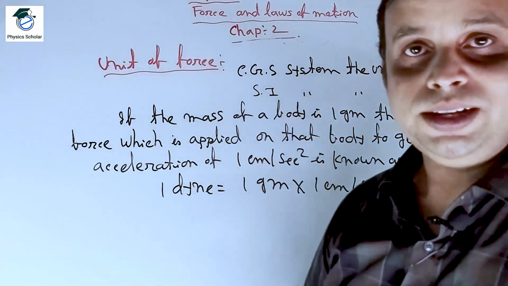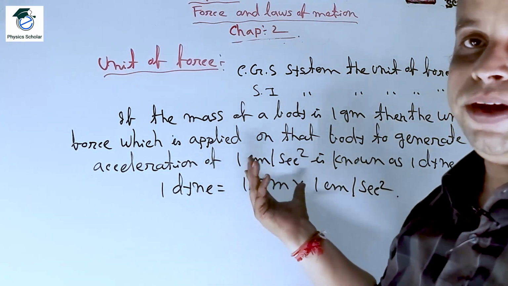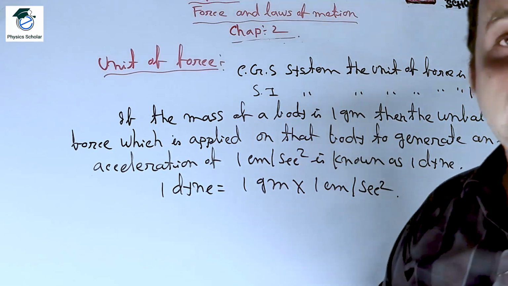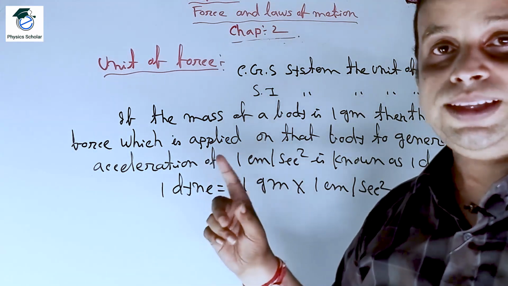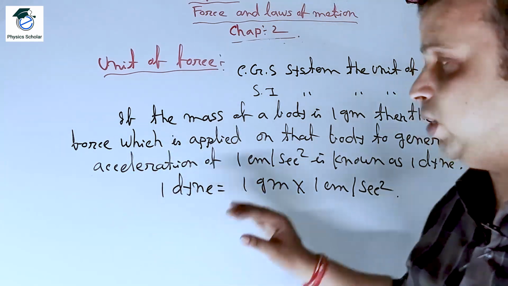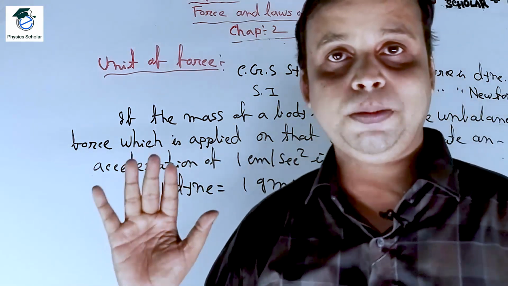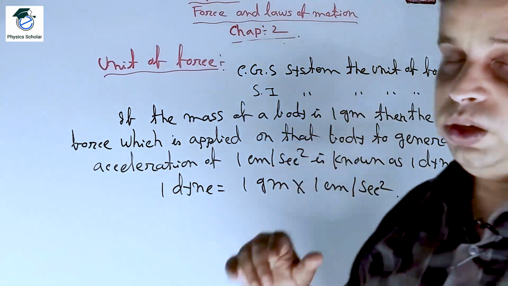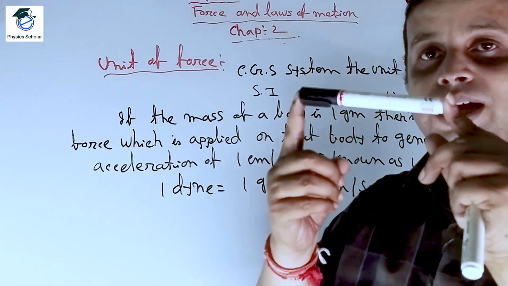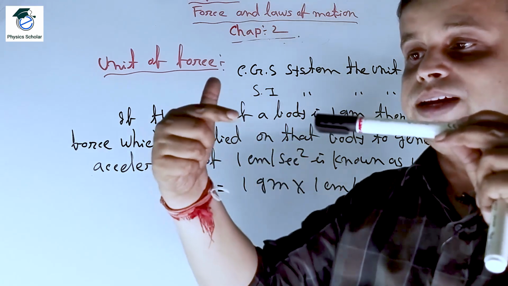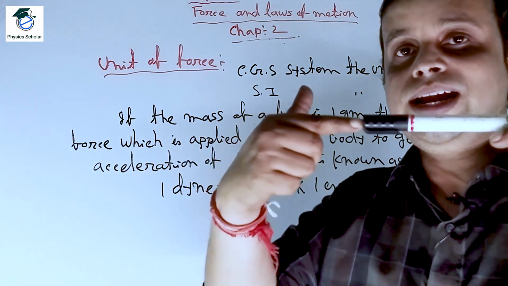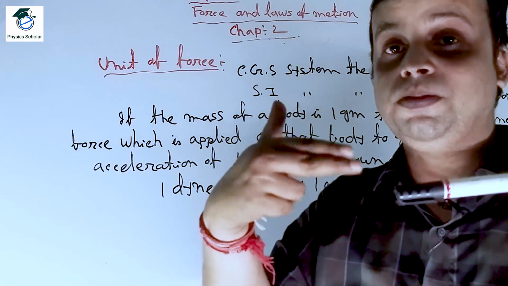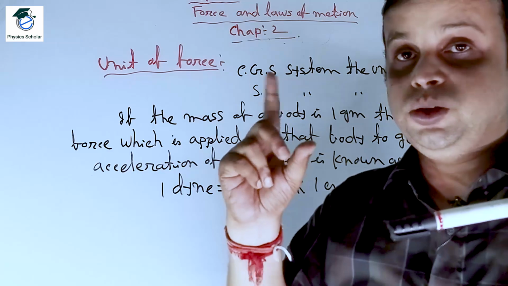Many students cannot write the proper definition of dyne. Suppose this is in the CGS system. What is the unit of mass? Gram. And what is the unit of acceleration? Centimeter per second square. I will teach acceleration when I teach Newton's second law. The rate of increase of velocity of a body is known as acceleration.